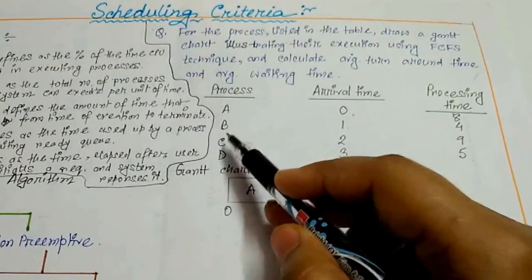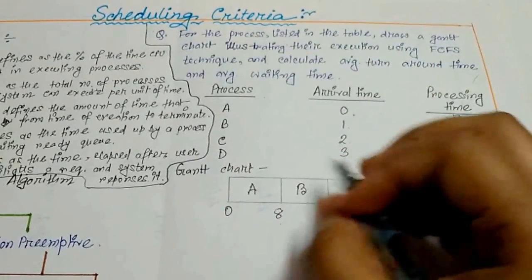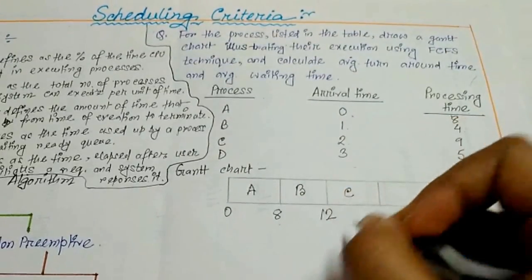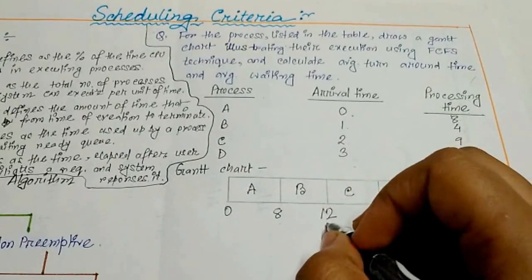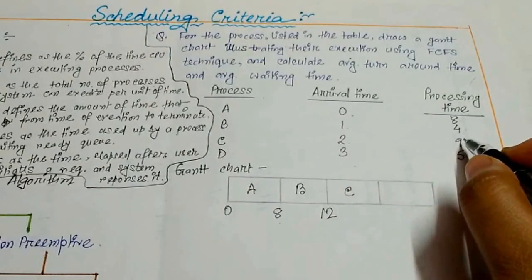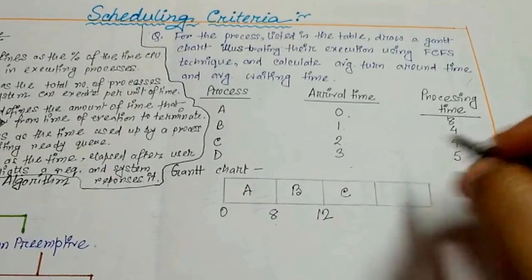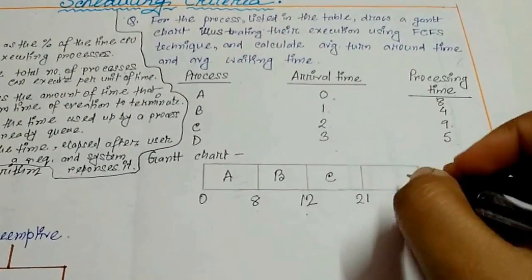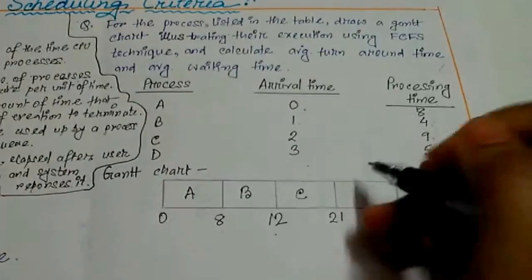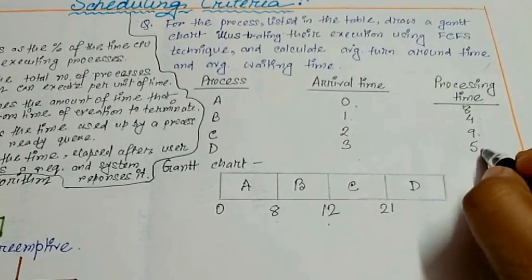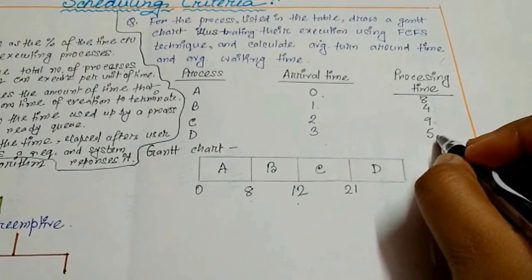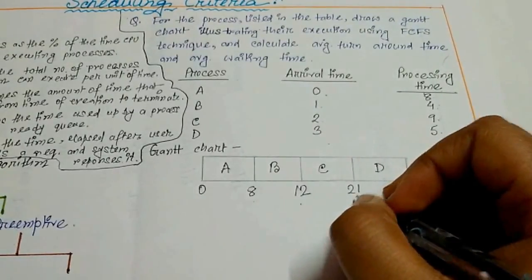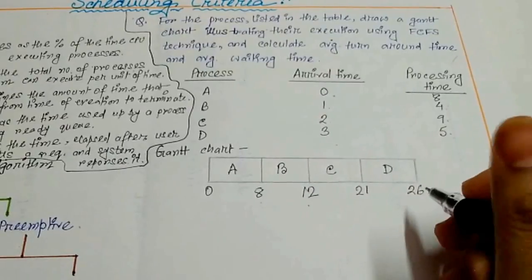Then process C has come. C has taken processing time 9. We add 12 plus 9, which is 21. And then comes D. The processing time of D is 5. By adding 5 and 21, we get 26.